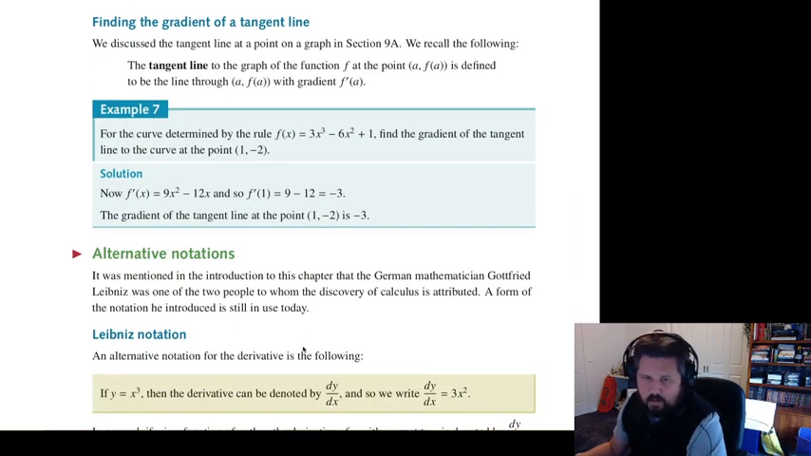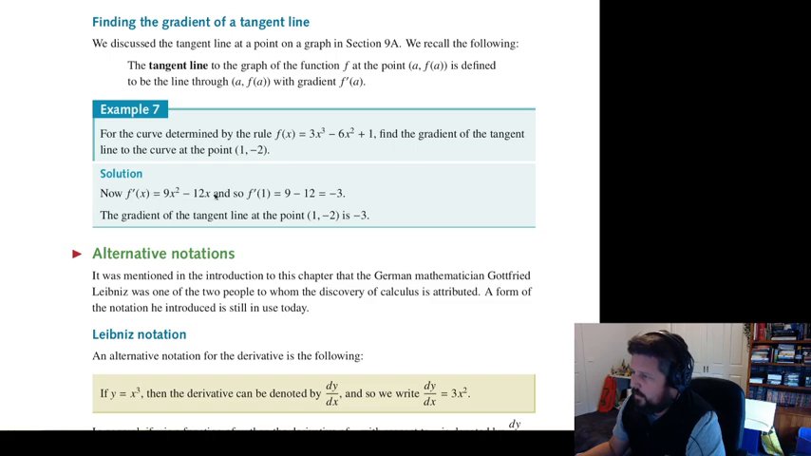Next thing, whole idea again with differentiation is it's useful to find the gradient of a tangent line. So it says here, for the curve determined by the rule we've got here, find the gradient of the tangent line to the curve at the point 1, -2. So the whole idea is the derivative is going to tell us what is going on at that tangent. First thing we need to do is find out the derivative of this equation. So f dash x, which we can do, check.